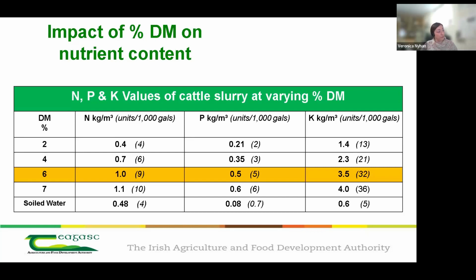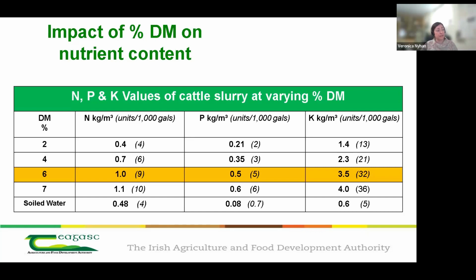But were it to be only 4% dry matter, all those figures drop. So we're at 0.7, 0.35, and 2.3. So just to be aware that whatever you're putting out, you're running it off that it's at 6%, and if it's not, you're not actually going to get the value for the slurry that you'd hoped.